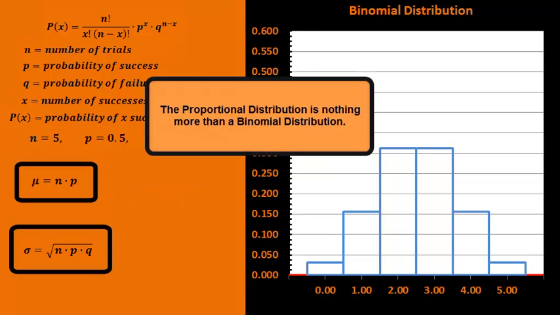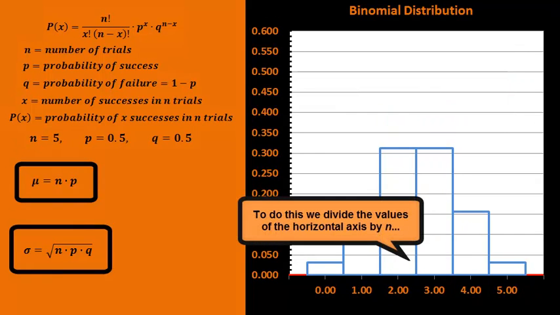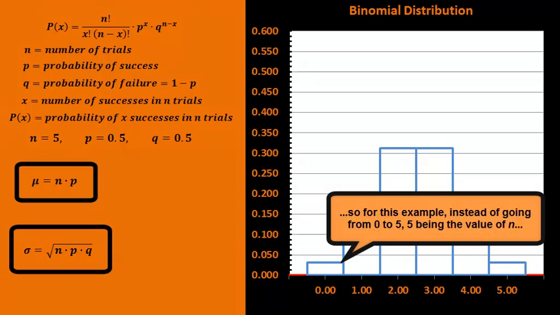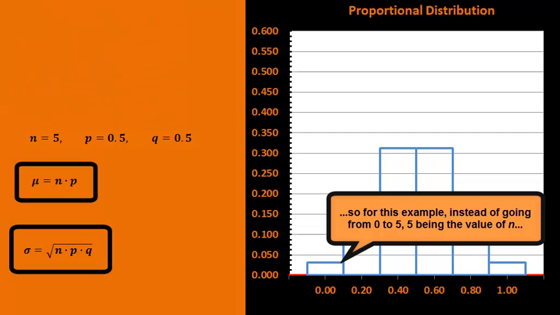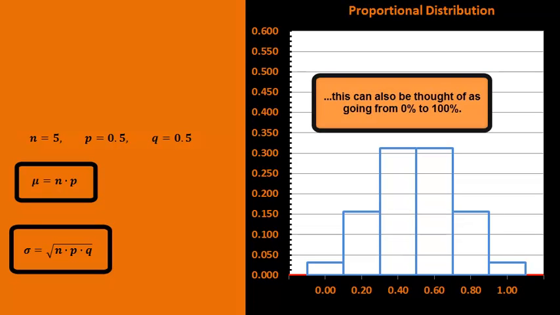The proportional distribution is nothing more than a binomial distribution. The interest now is in the proportion of successes in N trials and not the number of successes in N trials. To do this, we divide the values of the horizontal axis by N. So for this example, instead of going from 0 to 5, 5 being the value of N, it will go from 0 to 1. This can be thought of as going from 0% to 100%.